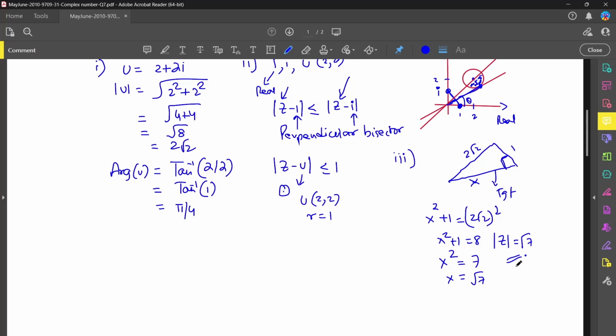During the exam, you have to use a scale so that at least you'll get a decent circle and also you won't mess up the values. But geometrically, it can be easily figured out. So that's the solution for this question.